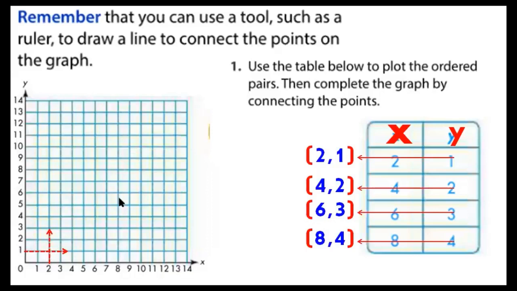The second point, 4 and 2. Where is 4? This is 4. Where is 2? This is 2. The intersection between them represents the point. 6 and 3. The intersection between them represents a point. 8 and 4. As you see, for each two perpendiculars, the intersection between them is represented by a point.